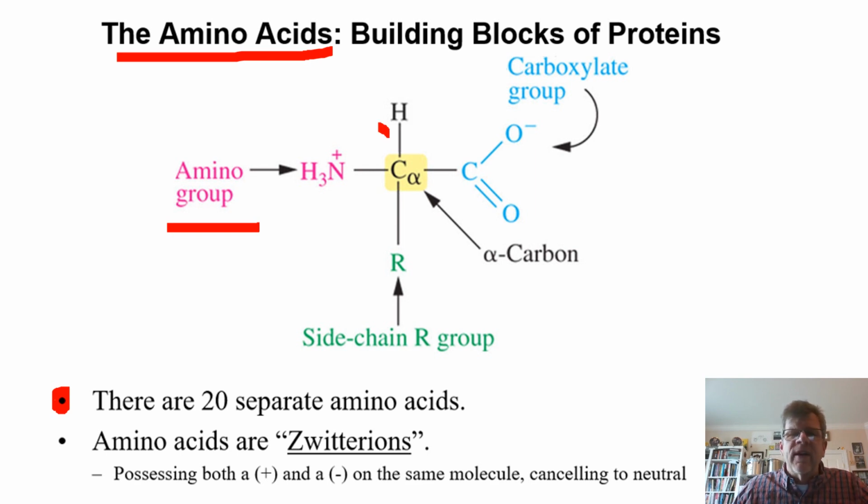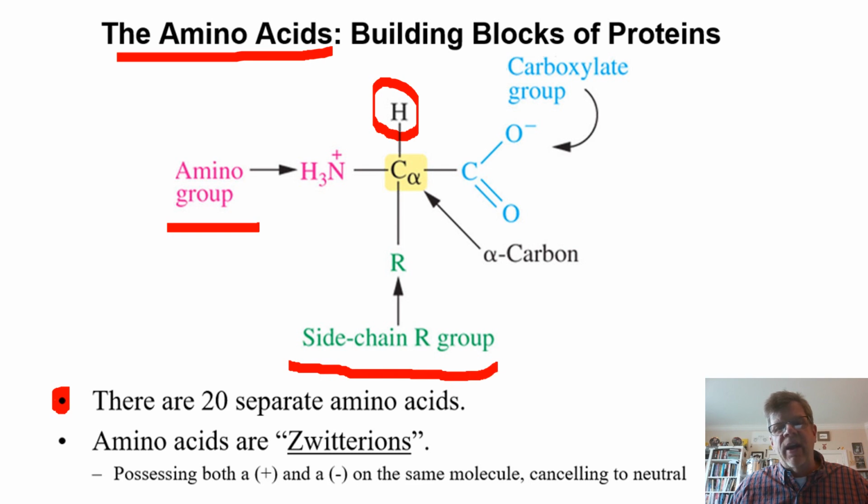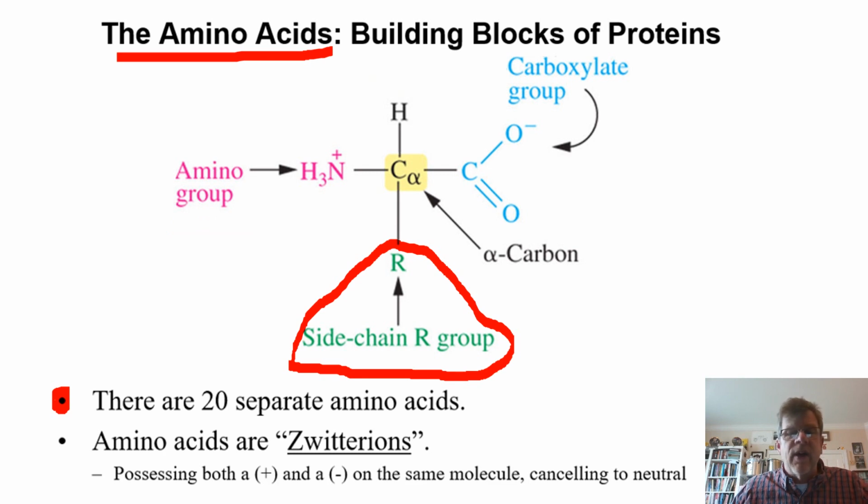Almost always there is a lowly hydrogen sticking off of that alpha carbon. And lastly, and most importantly for structure, we have a side chain on any amino acid. That's given as R right here. That R group means, because there are 20 different amino acids, there are 20 different R groups associated with them, different identities of that R group.